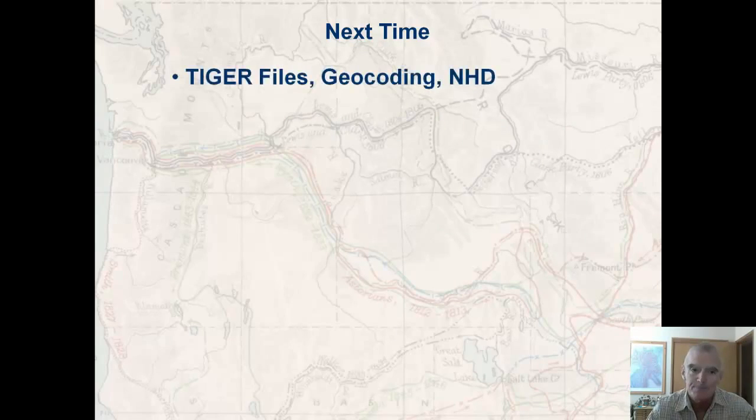Okay, next time I'm going to talk about a couple of different data sets that you can get from the government. The Tiger files are going to allow you to do network analysis for transportation networks. The NHD files, National Hydrography Dataset, are going to allow you to do network analyses for surface water. And then this geocoding, that's about giving the computer an address and having the computer find that address on your network. So that's what I'll talk about in the next video.